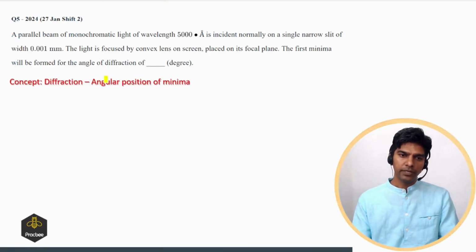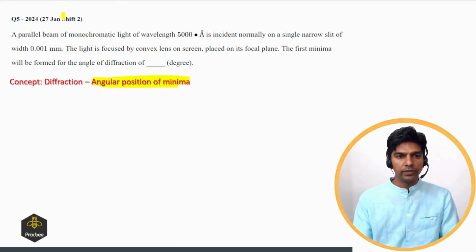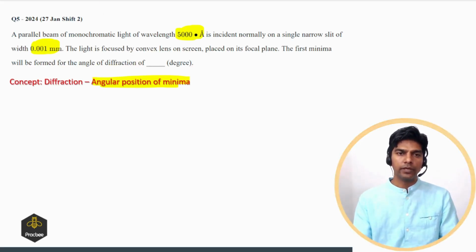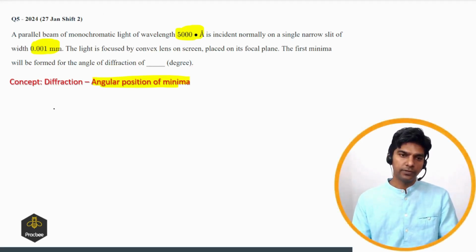Now the first problem type is based on the angular position of the minima. Right, so let us see the question. A parallel beam of monochromatic light of wavelength 5000 angstrom is incident normally on a single narrow slit of width 0.001 millimeter. This is small a and this is lambda. The light is focused by the convex lens on the screen placed on its focal plane. The first minima will be formed for an angular diffraction. So here we have to find the position of the first minima.